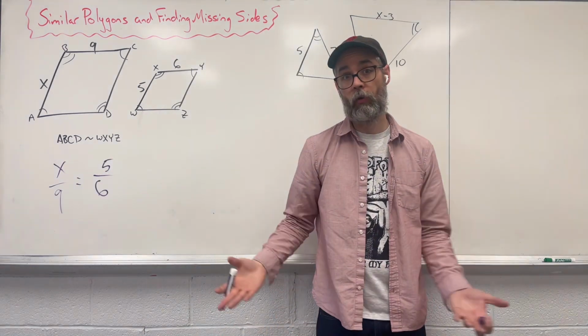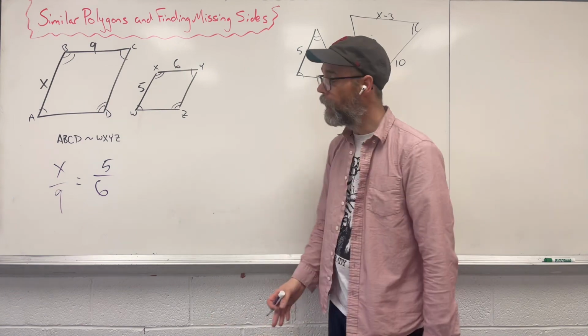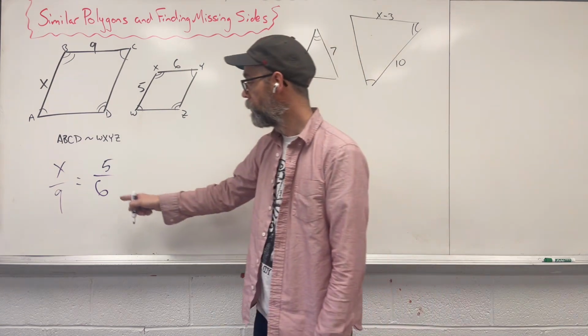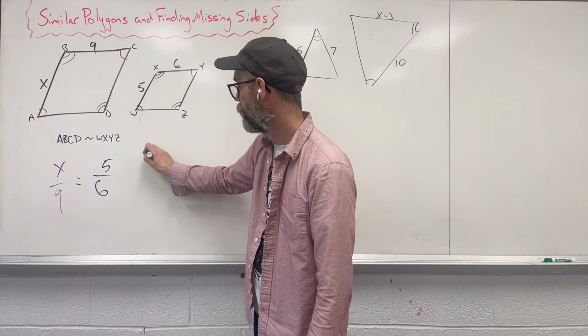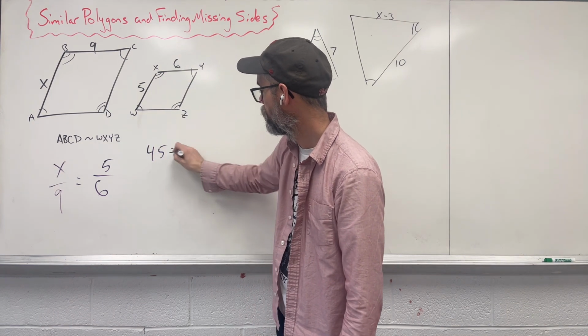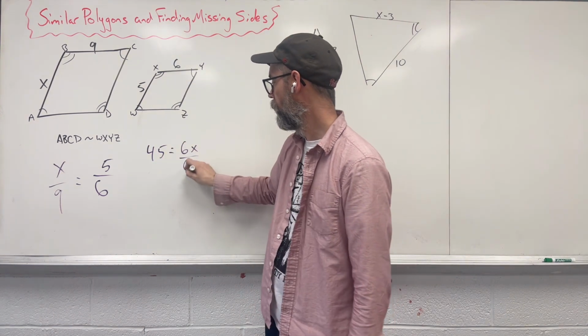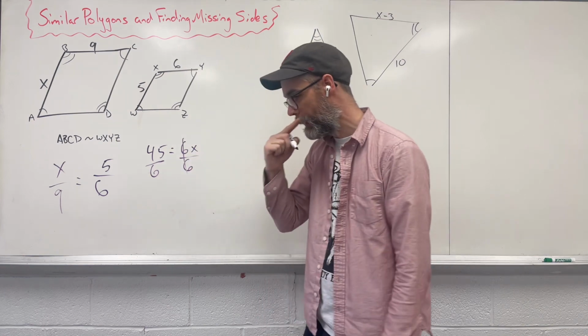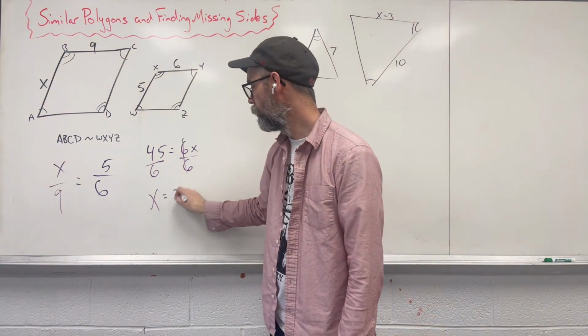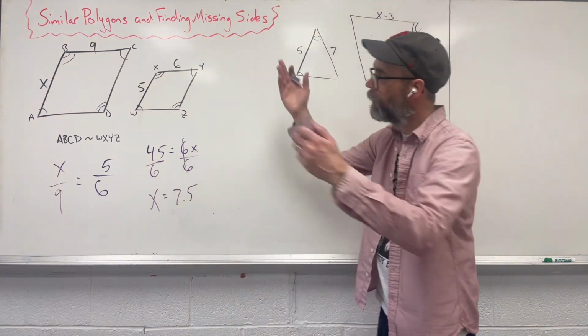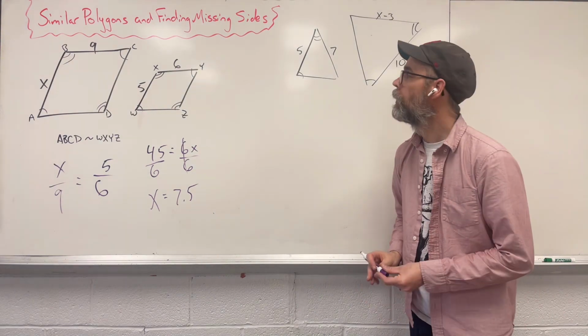So once we get that, great. Now we just have to cross multiply and solve for x. So 9 times 5 gives us 45. 6 times x gives us 6x. Divide both sides by 6. And then x ends up equaling 7.5. And there's your missing side over there.